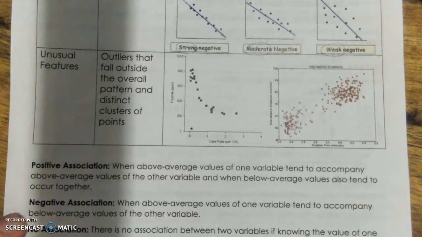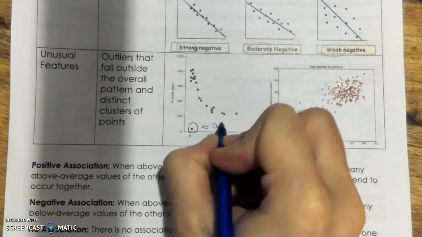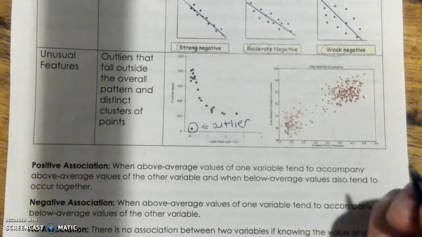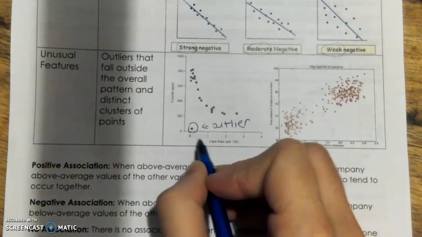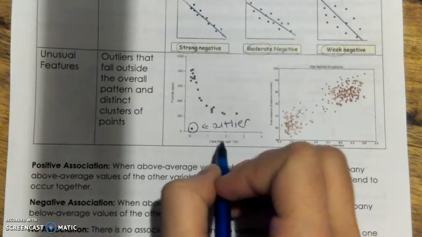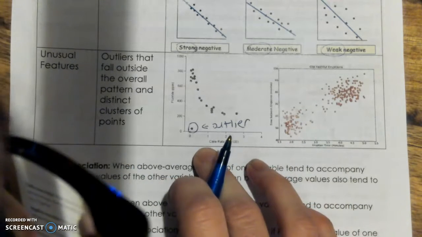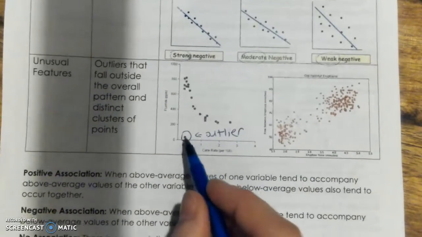Our last thing that we need to describe is unusual features, so outliers or clusters. When we actually mention them, we need to mention where they are on the scatter plot, right? So this one right here shows our outlier. We have an outlier at about, this is per 100, so I would say maybe $20, what does that say? I don't know, whatever that is.